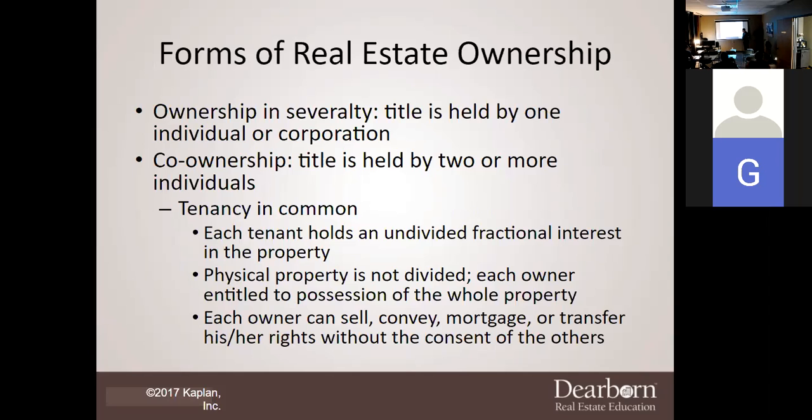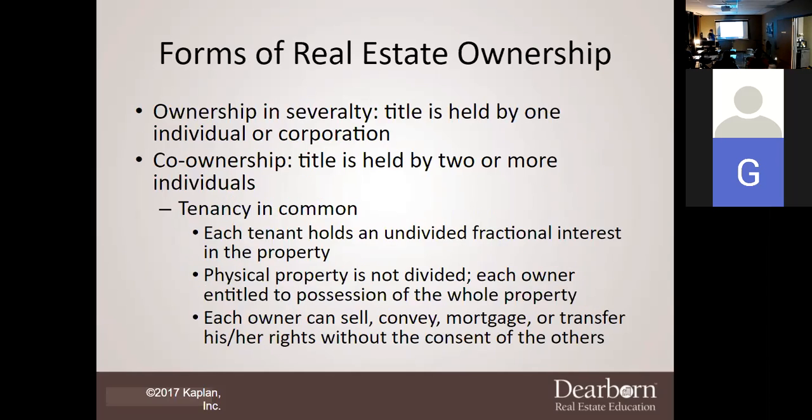Now, co-ownership. Co-ownership is going to be title held by two or more individuals. Now that's pretty simple. That's pretty basic. Co-ownership, two people or more. However, and this is where it gets difficult, you'll probably have a good maybe 7 questions over this one. You're going to have to know the difference between the different types of co-ownership.